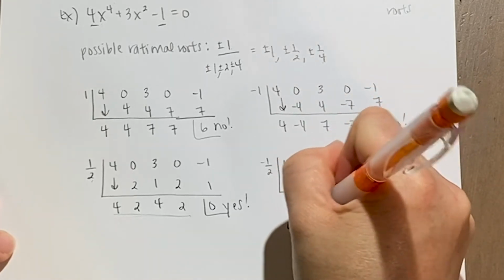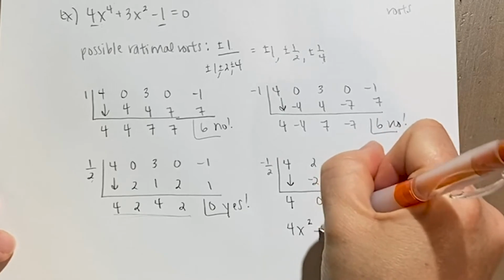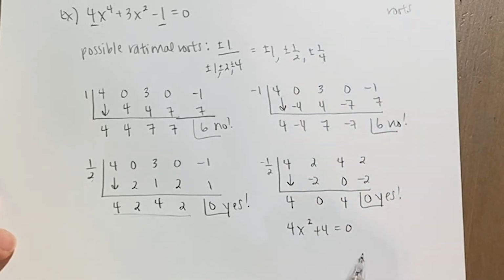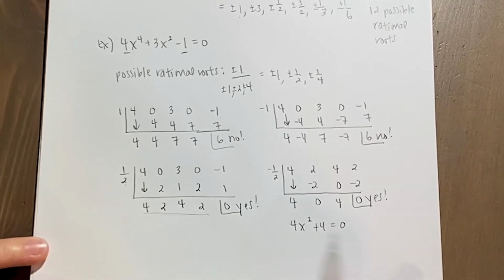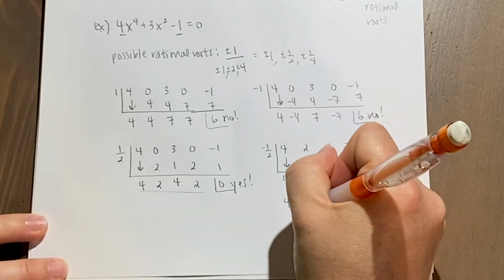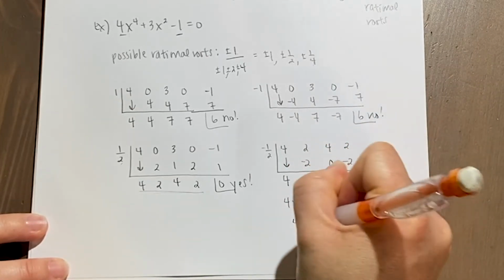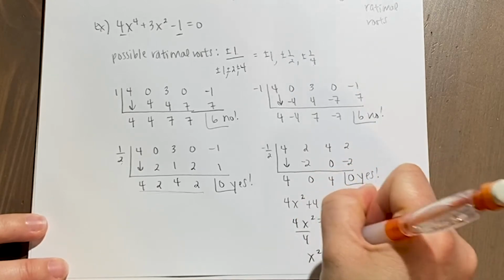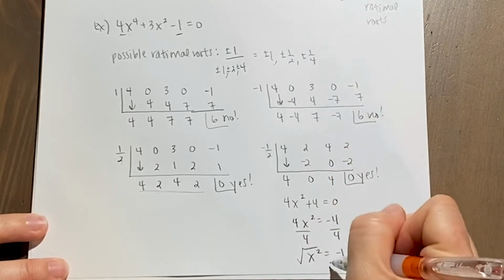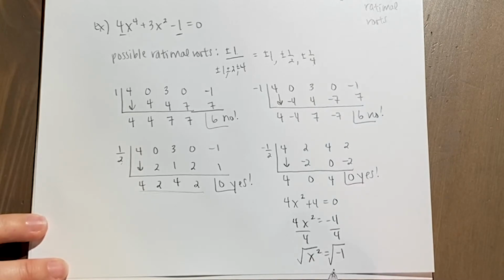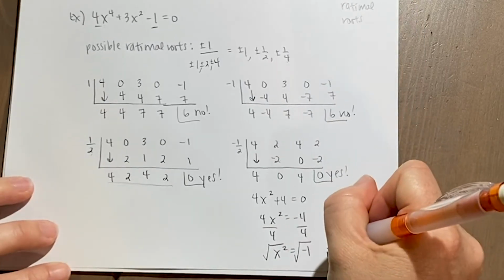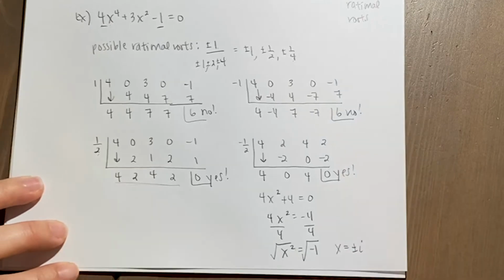So I have 4x squared plus 0x plus 4 equals 0. You have a couple options here. You can factor out the 4 and then divide it and solve, or I can subtract 4 from both sides, divide by 4, so I have x squared equals -1. Take the square root of both sides. We learned that the definition of the square root of -1 is i. And when you take the square root of something to solve, you always have a positive and a negative answer. So this is going to be plus or minus i.